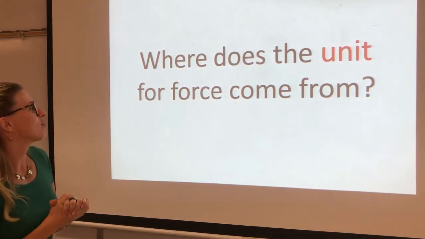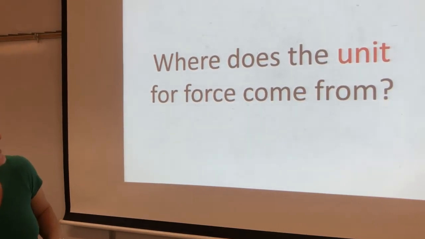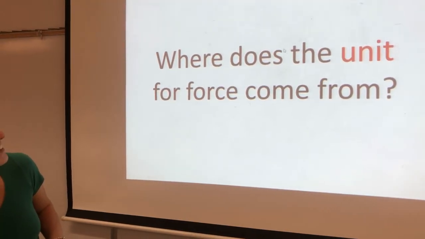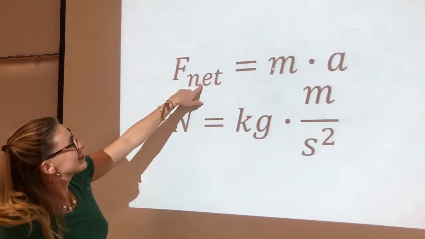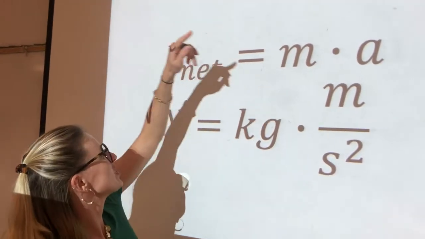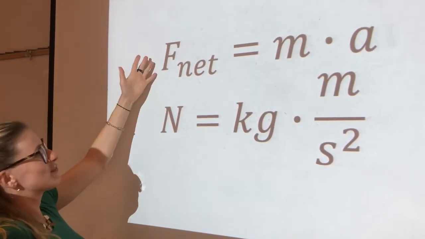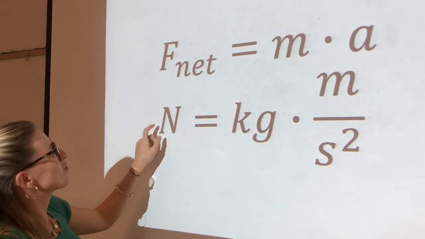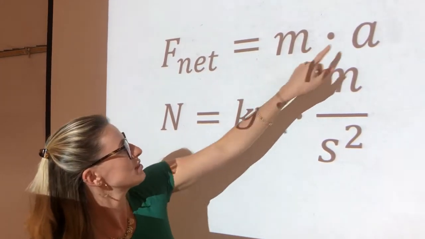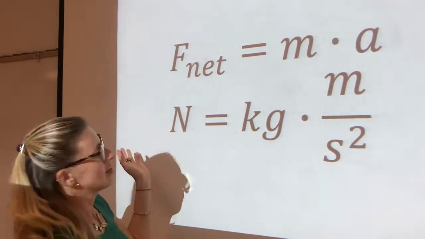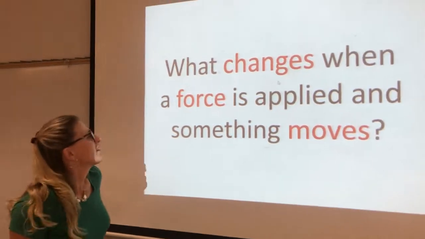Where does the unit for force come from? The net force is mass times acceleration. This we know. That's Newton's second law right there. We've seen it over and over again. It's our best friend by now. That's right. The unit of force is newtons. Mass is in kilograms, acceleration is in meters per second squared. Boom. This is where it comes from. Just a reminder.